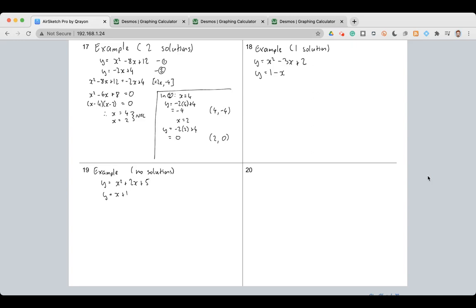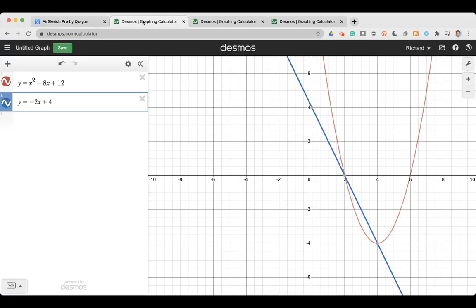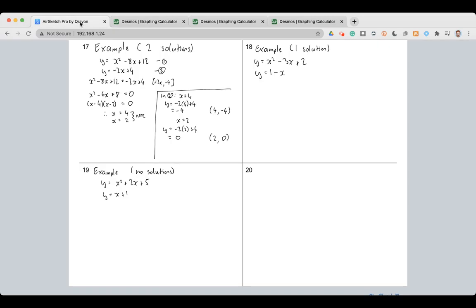And that's my equations. Now, just for proof of purchase, here it is in Desmos. We've got y equals x squared minus 8x plus 12 and y equals 2x plus 4. And you can see the points of intersection here are 2, 0, and then here 4, -4, just like my solutions were here.